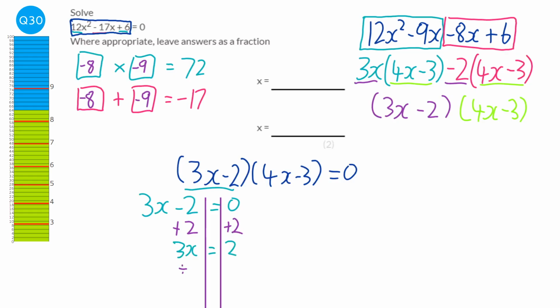Then we're going to divide by 3 both sides. And we get x equals, and you can write this any way you want, but I'd write this as a fraction to keep the accuracy up. So our first solution is 2/3.